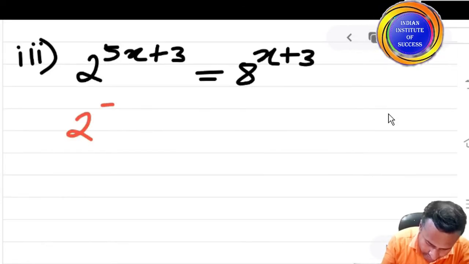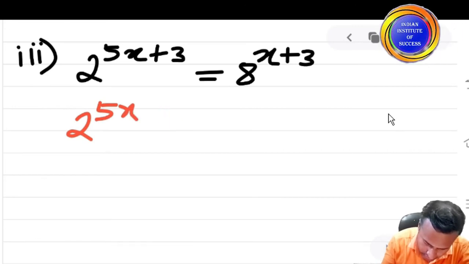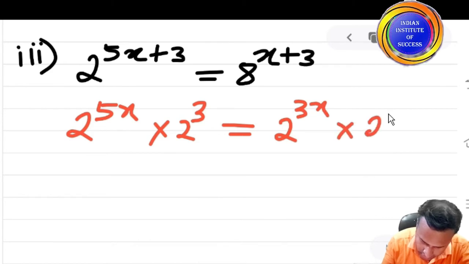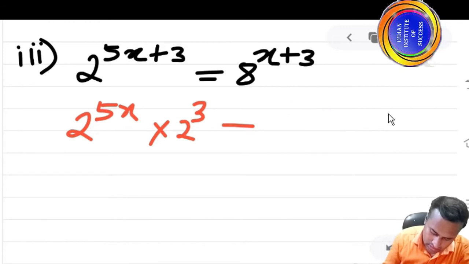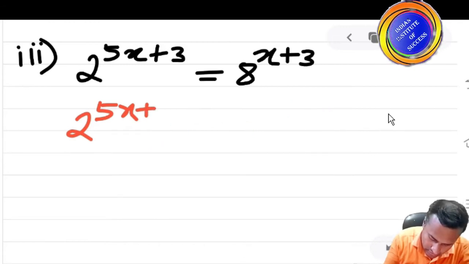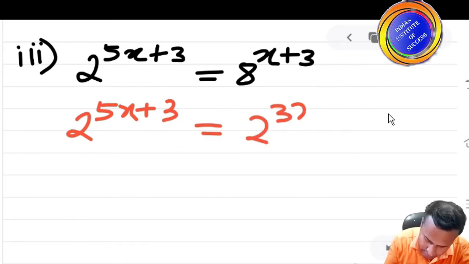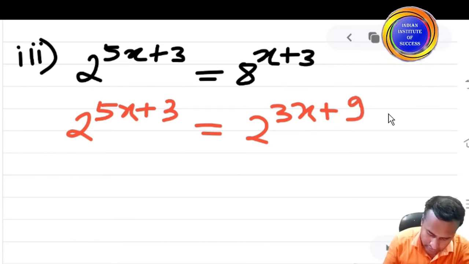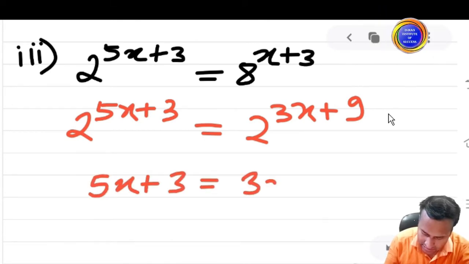2 raised to power 5x plus 3, you can write 2 raised to power 3x into 2 raised to power 3. Now what we can do? It is better to make it simple. We make it like this: 2 raised to power 3 into x means 3x plus 3 into 3, you will get 9. So here we can say that 5x plus 3 is equals to 3x plus 9.